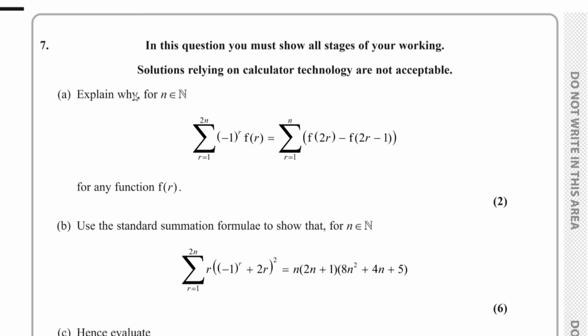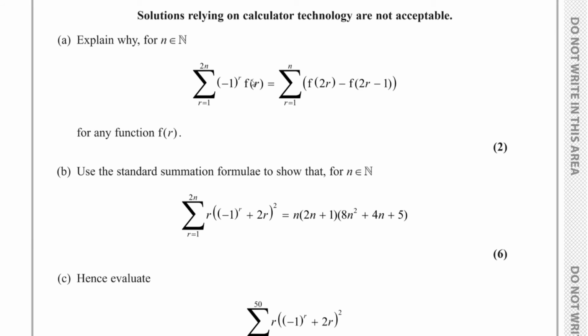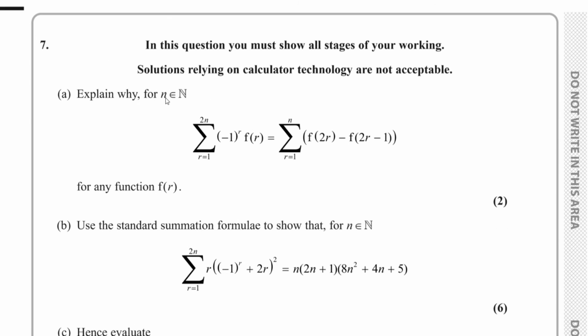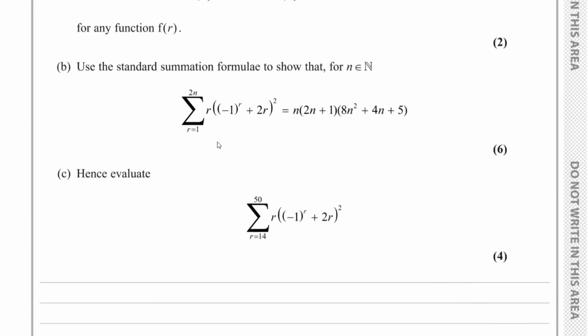Question 7. Part A, we have to explain why, for n belonging to the set of natural numbers, the sum from r equals 1 to r equals 2n of negative 1 to the r multiplied by f of r equals the sum from r equals 1 to r equals n of f of 2r subtract f of 2r subtract 1 for any function f of r. Now, the way to think about this problem is to first of all consider this negative 1 to the r. We're considering n belonging to the set of natural numbers, and we're starting off with r equals 1 and finishing at 2n. So we go 1, 2, 3, 4, 5, 6, 7, 8, etc. all the way up to 2n.